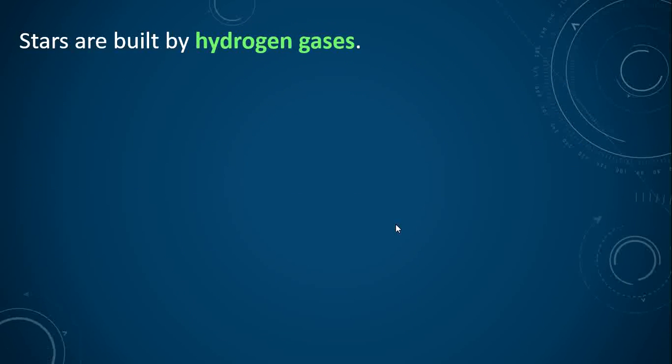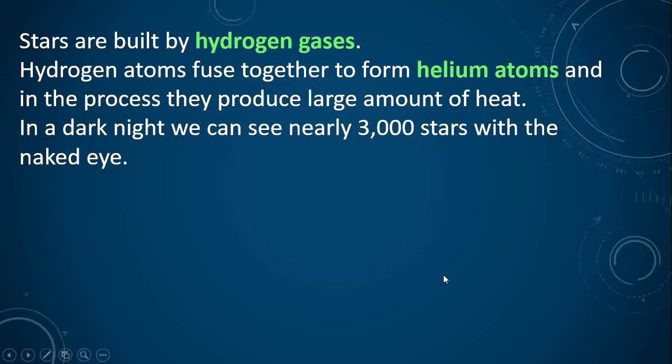These stars are built by hydrogen gas. So hydrogen atoms fuse together to form helium atoms. Fuse means join. When the hydrogen atom combines with another hydrogen, that is, when deuterium and tritium combine together, it forms a helium atom. So during this process, it produces a large amount of heat.